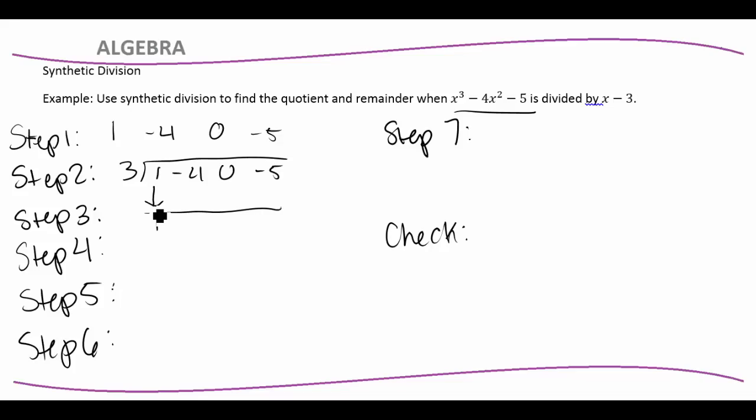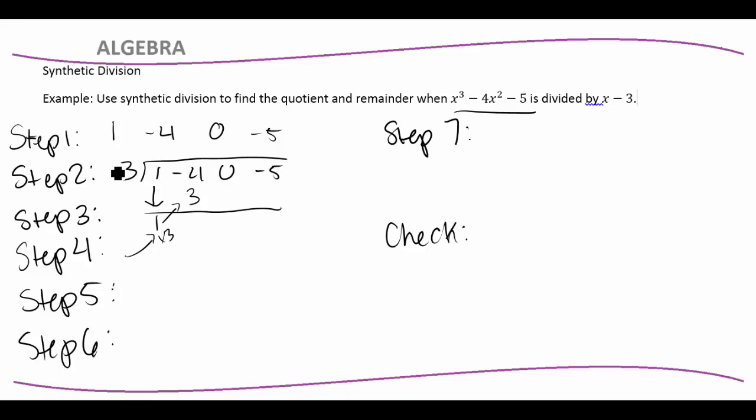Step 4, we're going to multiply the latest entry in row 3 by 3 and place the result in row 2, one column over to the right. So our latest entry is 1, and we're going to multiply that by 3. So we're going to get 3, and we're going to place that in row 2, one column over. And we're multiplying by 3 because we're dividing by 3.